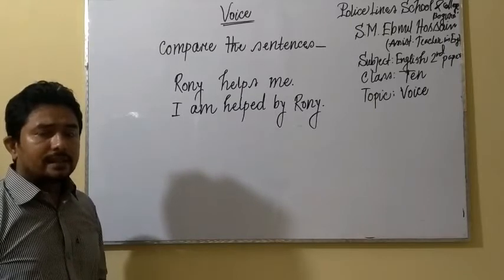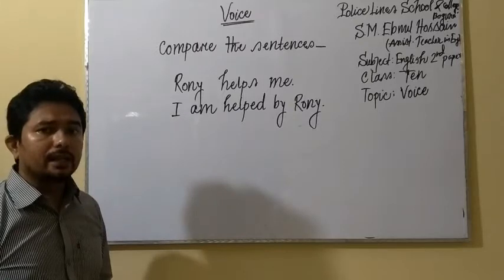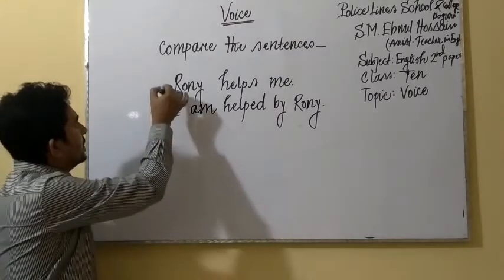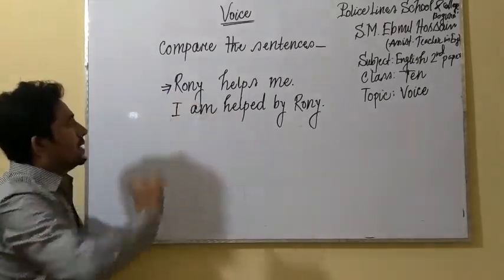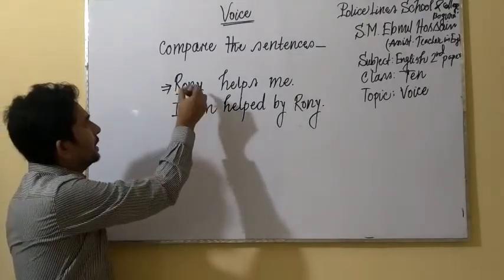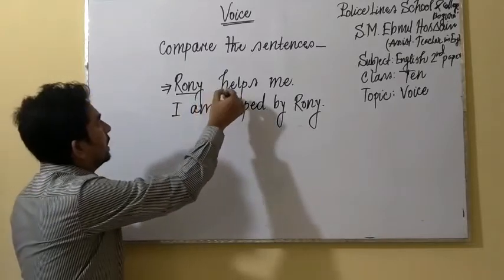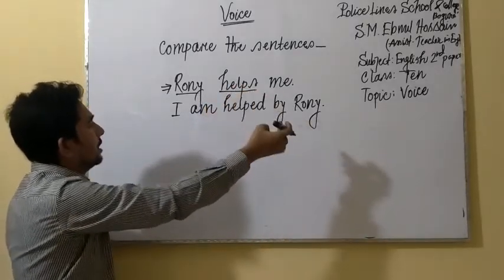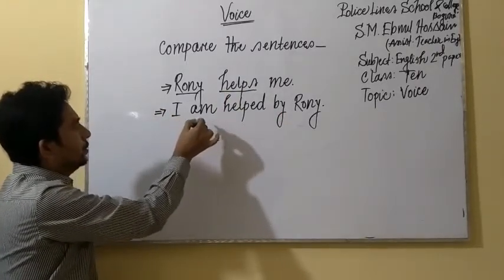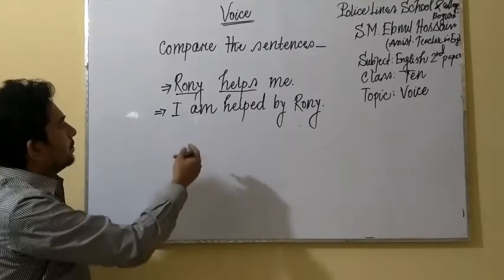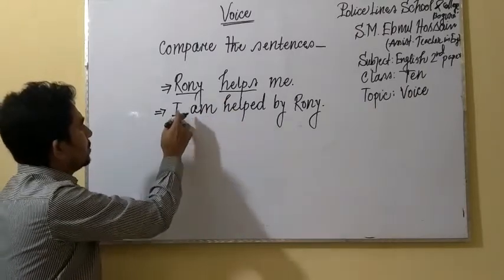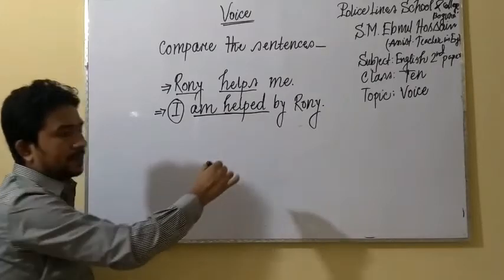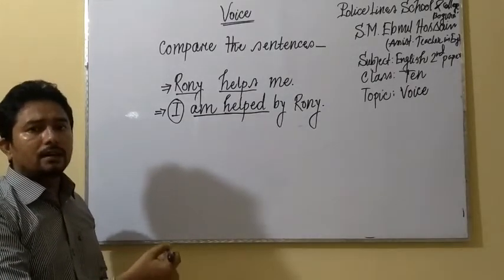It is seen that these two sentences express the same meaning, but their structures are different. In the first sentence, the person Ronnie is the doer of the action of the verb helps. So, the verb helps is in the active voice. But in sentence 2, something is done to the person I denoted by the subject. Here, the verb help is in the passive form, in the passive voice.